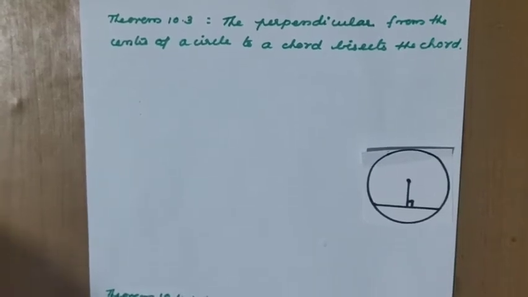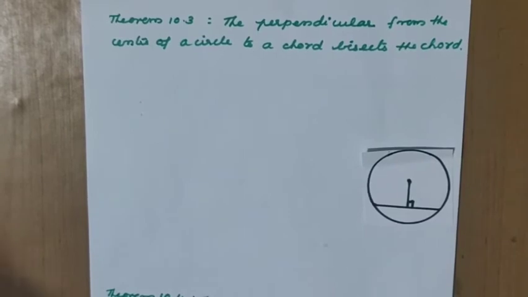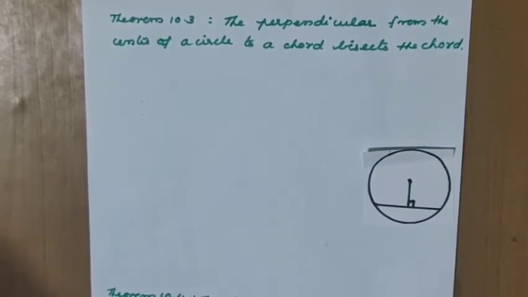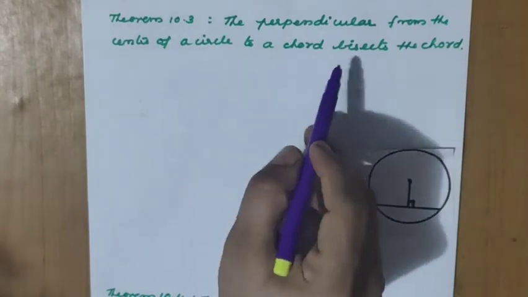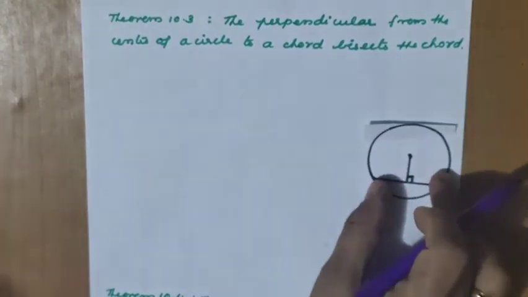Good morning, children. Today we are continuing chapter 10, circles, theorem 10.3. The perpendicular from the center of a circle to a chord bisects the chord. The perpendicular from the center of the circle, that part is given, and to a chord bisects the chord. Bisects the chord we have to prove. Let us see the diagram.